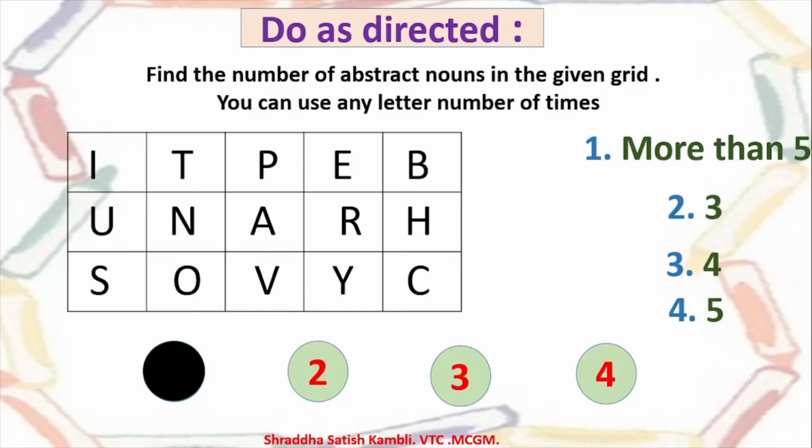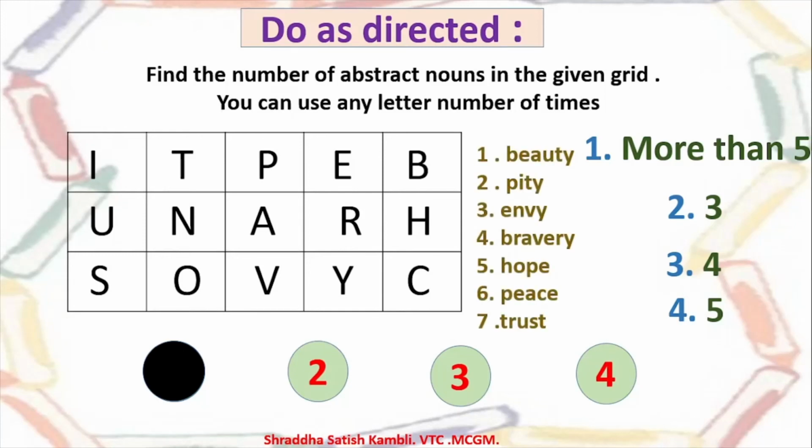So let's see which are the abstract nouns that you can locate from this particular grid. So you have beauty, see here, B, E, A, U, T, Y, beauty. Then pity, see, P, I, T, Y, pity. Then in the same manner you have envy, you have bravery, you have hope, peace, trust and many more words. Okay, you can sit down and take a notebook and you can make a list, because you will find a lot more words here in this particular list.